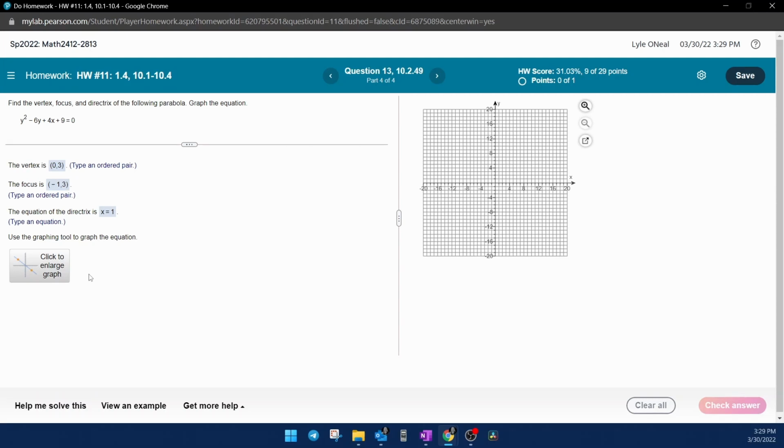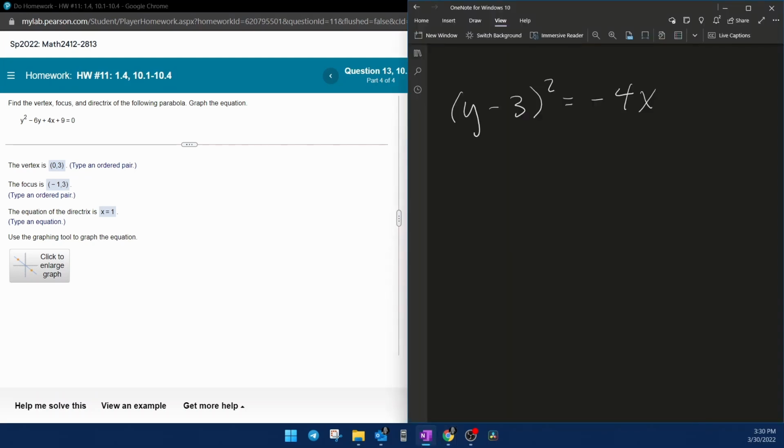Now remember, to graph using our tool, you're going to need not only the vertex, but an additional point on the parabola. So in order to find additional points on the parabola, I'm going to go back to where I had my equation written in standard form, and I'm going to generate a table of values, and this time I'm going to pick a number for x. So I think a good choice would be negative 1. Now why is that? That's because if I multiply negative 1 times negative 4, not only will that make it positive, it will also be a perfect square.